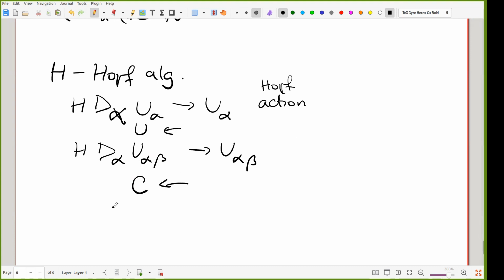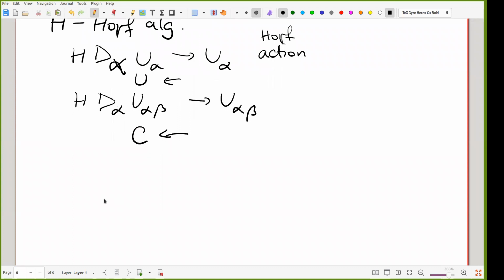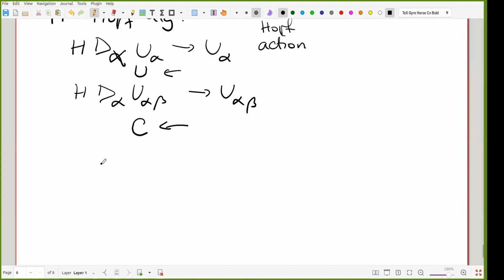And then you have the cocycle condition that if you take, if you define y alpha beta of H, you define that this is H acting on the image. You have this distinguished cyclic object. You take the cyclic object in alpha beta.